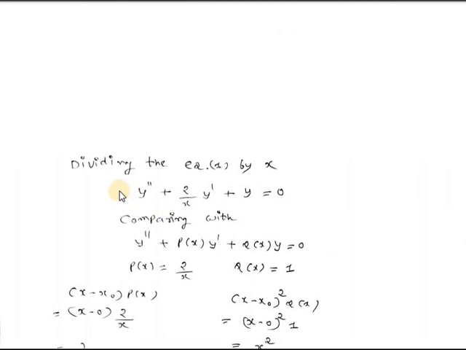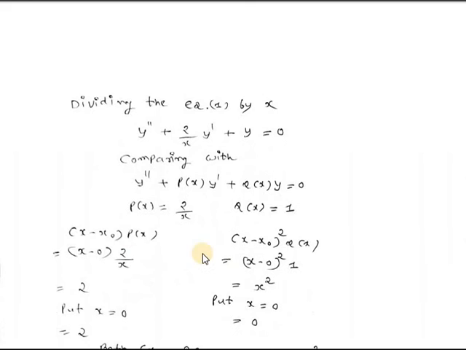Therefore, dividing equation 1 by x, we get y'' + (2/x)y' + y = 0. Now comparing with the standard form y'' + p(x)y' + q(x)y = 0, we get p(x) = 2/x and q(x) = 1. Now we have to check these two terms, (x − x0)p(x) and (x − x0)² q(x). Here we are checking for the point x0 equal to 0, so we replace x0 by 0.